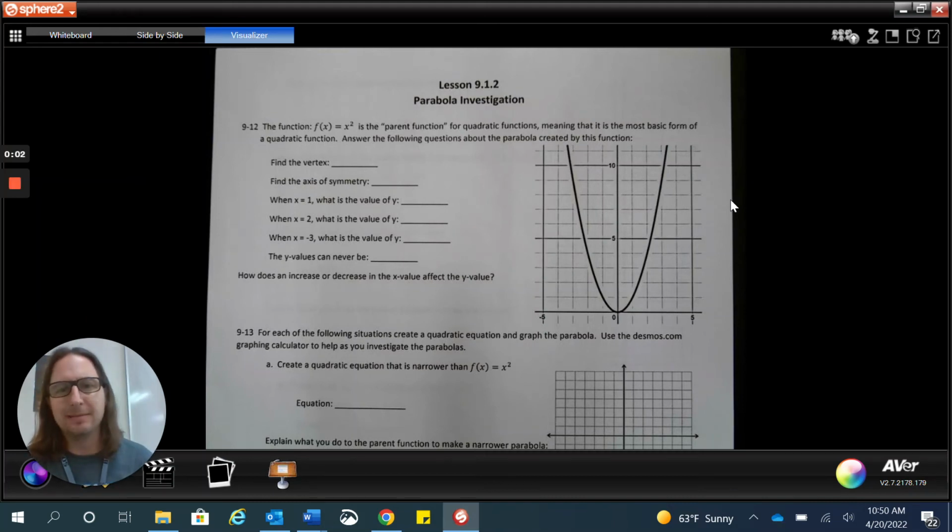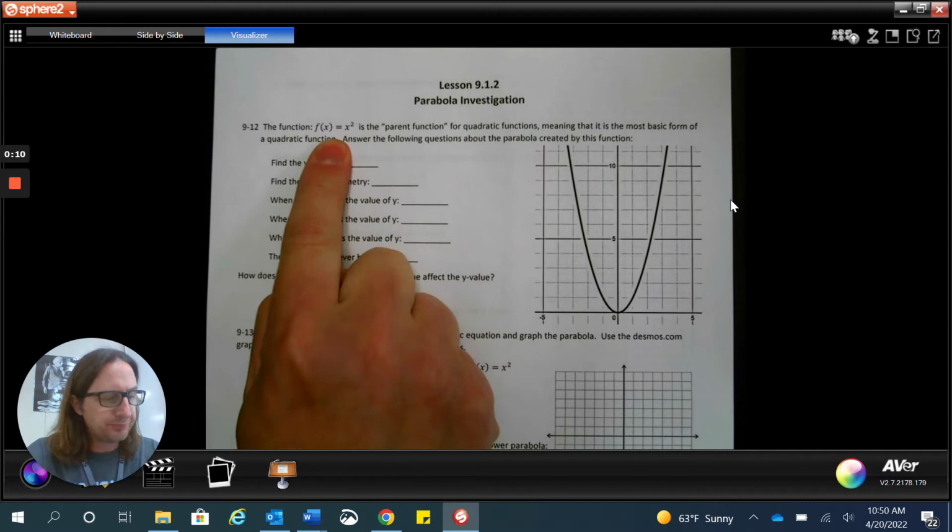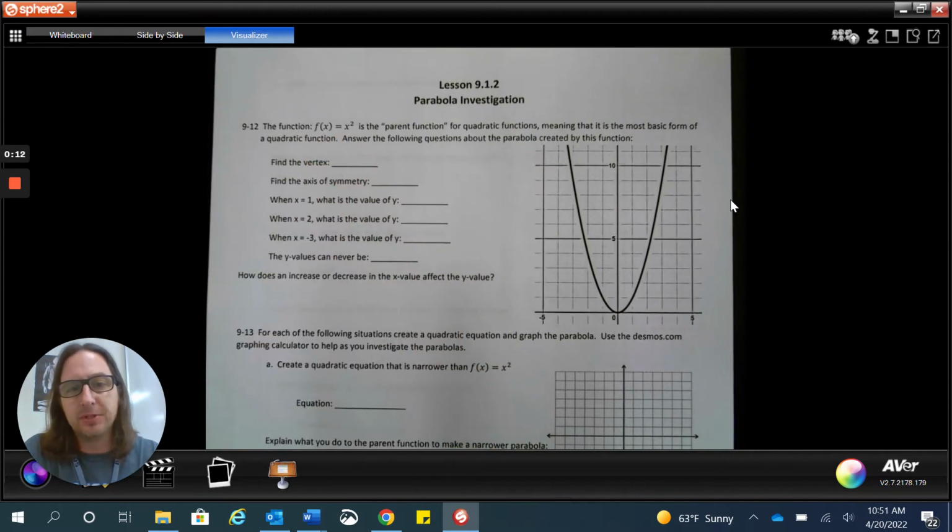We got lesson 9.1.2, parabola investigation. All right, so the function f of x equals x to the second here. This is what we call the parent function for a quadratic function. That just means that it's the most basic form of a quadratic equation.